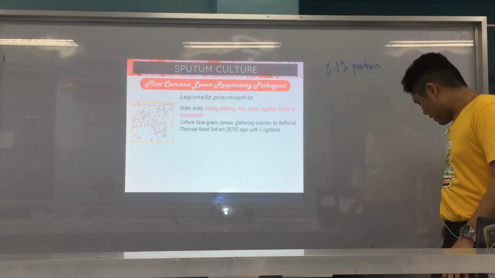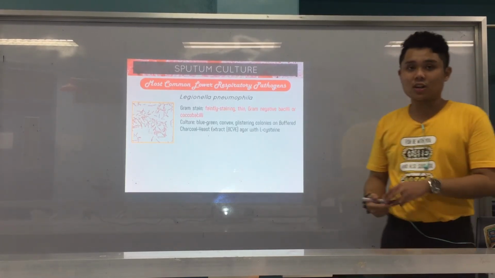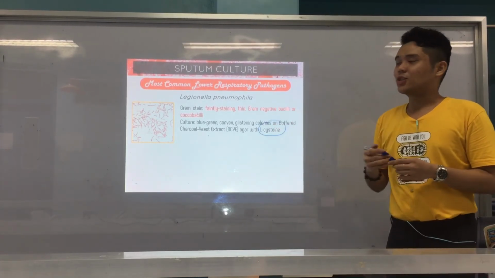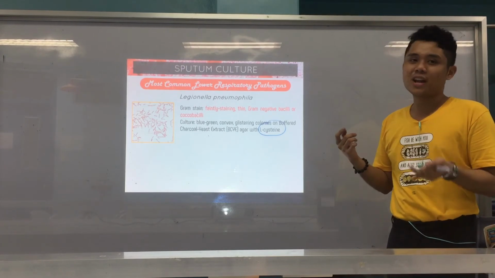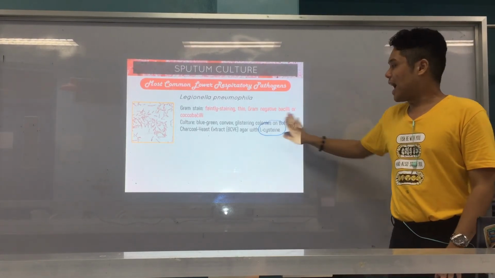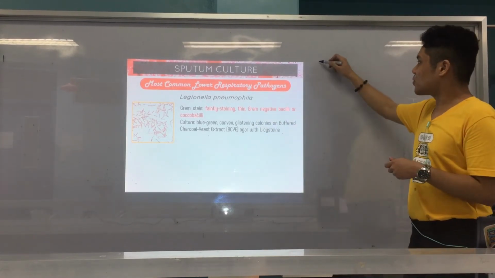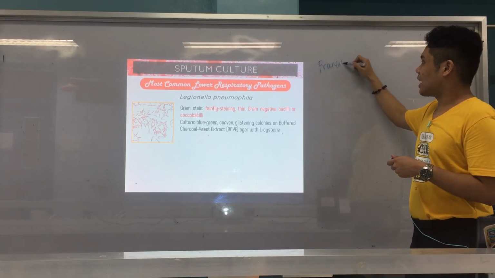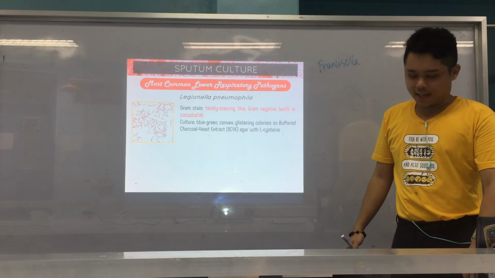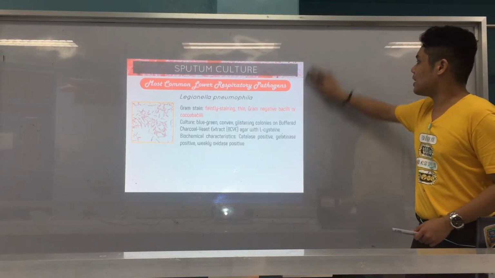Again, the culture medium of choice is BCYE, buffered charcoal yeast extract agar with cysteine. It is needed by Francisella, Legionella, Bordetella, Pasteurella, the ellas that require cysteine. Please take note, but cysteine is usually an absolute requirement for Francisella. And biochem: catalase positive, gelatinase positive, and weakly oxidase positive.